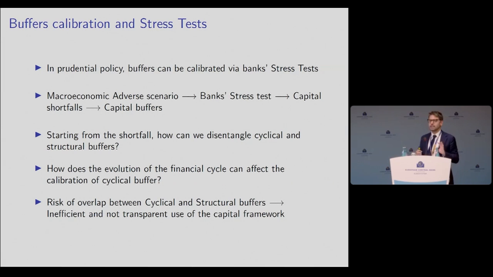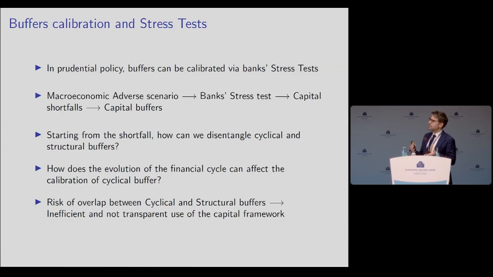In prudential policy, buffers are often calibrated with stress test models. So we have macroeconomic models that are generated and used in bank stress test models to obtain capital shortfalls. Based on these capital shortfalls, we are going to calibrate the capital buffers. This raises a couple of questions. First of all, starting from this shortfall, how can we disentangle cyclical and structural buffers? Which part of the shortfall is going to be devoted to the cyclical component, and which part is going to be devoted to the structural?